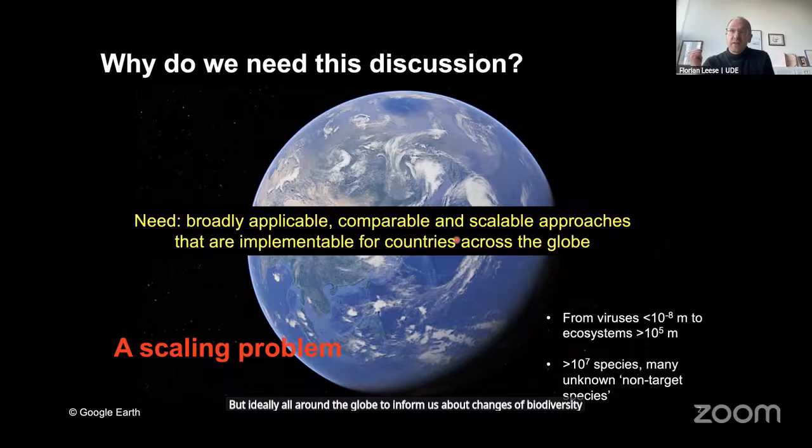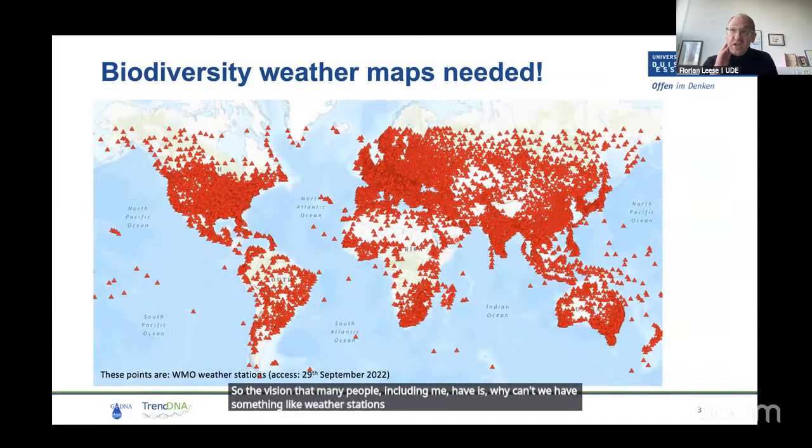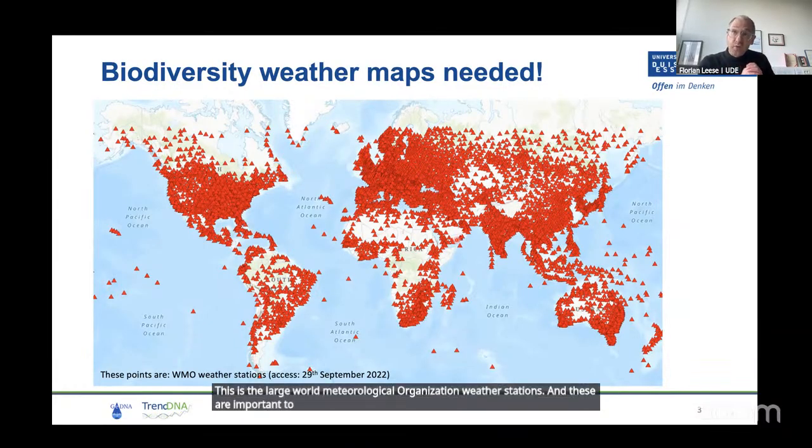So the vision that many people, including me, have is: why can't we have something like weather stations for biodiversity change? This is what we have in terms of the large weather stations, not the small ones. This is the large World Meteorological Organization weather stations. And these are important to help us forecast how the weather changes and whether we are walking into catastrophes, so whether there needs to be a certain warning that some areas need to be evacuated because of a catastrophe coming.